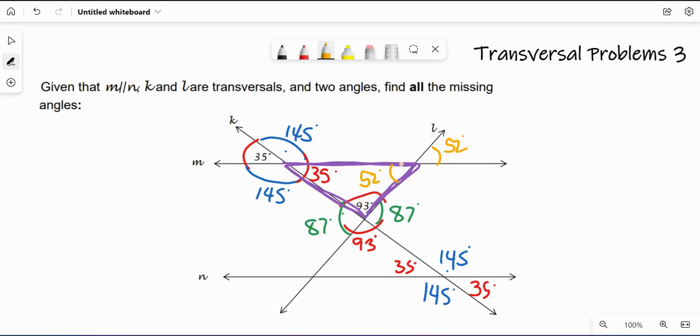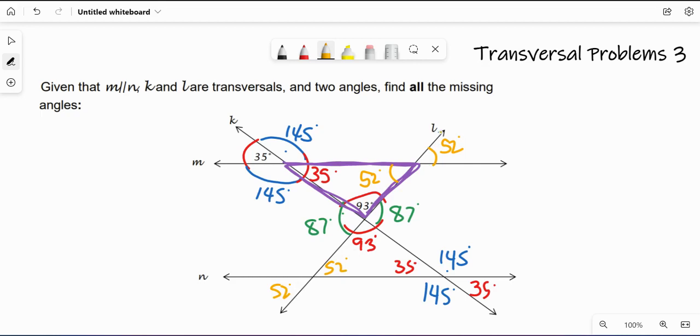And then I have corresponding angles, right? If I shift this down here, corresponding angles, this one right here, shift this all the way down to the transversal. Start here, go all the way down to the transversal. So that's going to be 52. So this is going to be 52 degrees. This is going to be 52 degrees.